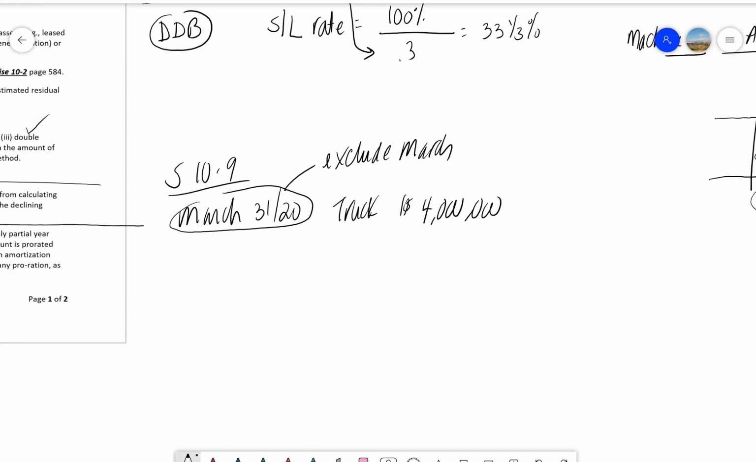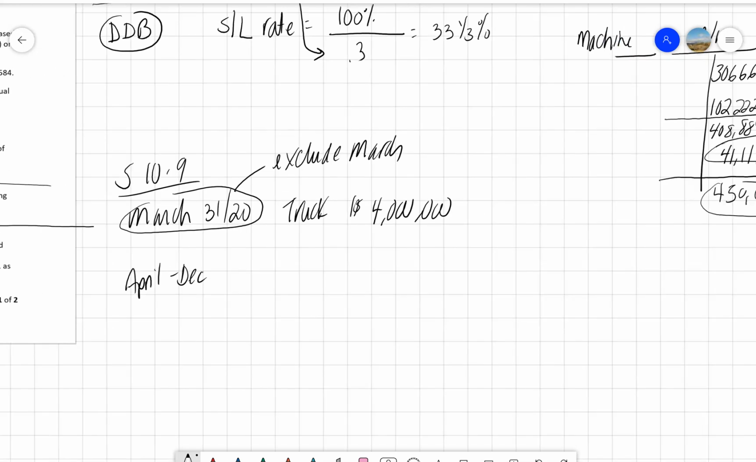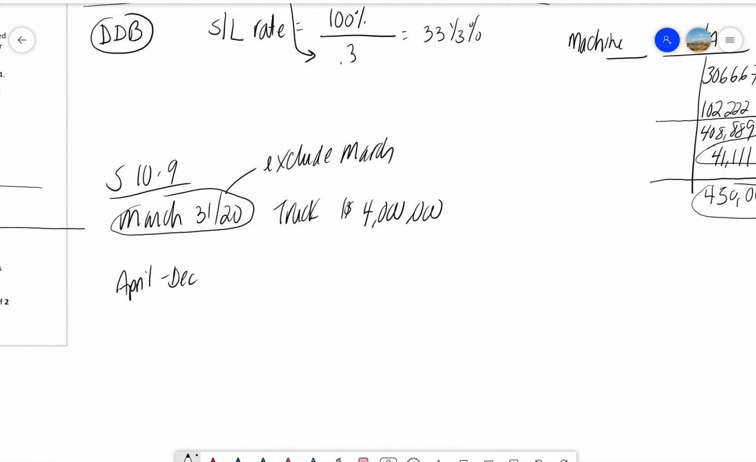Remember, if we bought it on or before the 15th, we take amortization for that month. If not, we go to the next month. So all we're going to do is take amortization in the first year from April to December. So let's just figure out then what is going to be the amortization for one full year first.